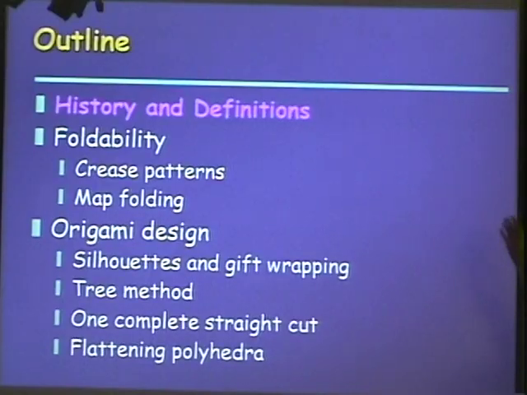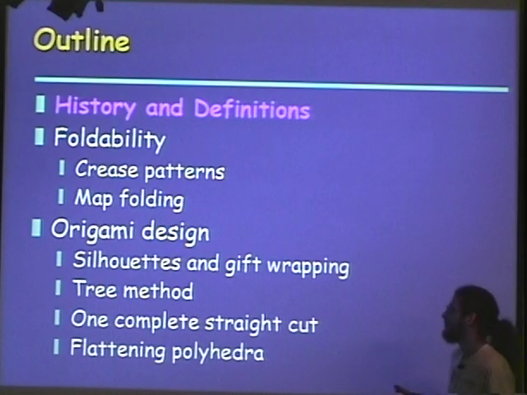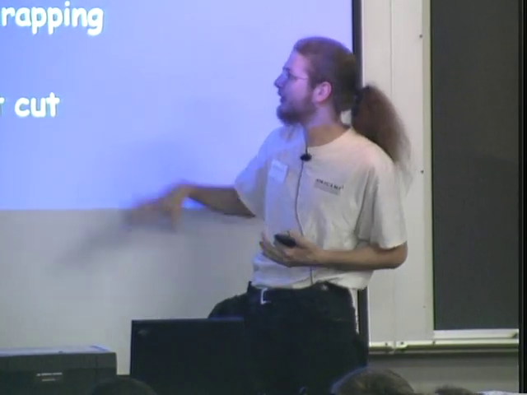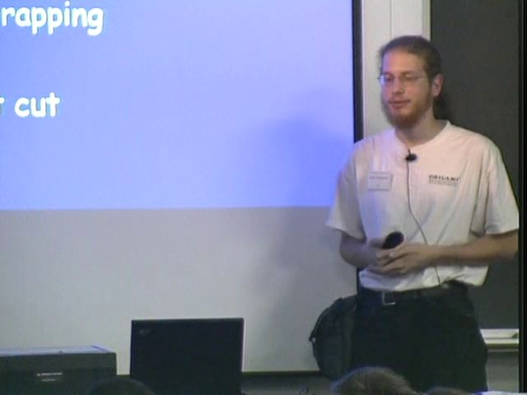We'll start out with some history and definitions, and there are basically 2 broad classes of computational origami results that I want to talk about. One is generally about foldability. I give you something, can it be folded? Or I give you some structure, can it be folded? And another is actually designing something that looks like origami, automatically by an algorithm.